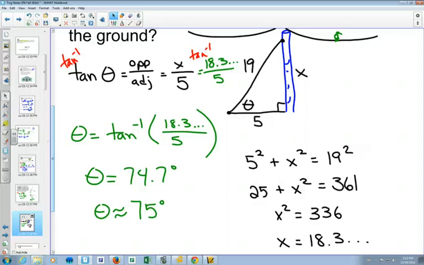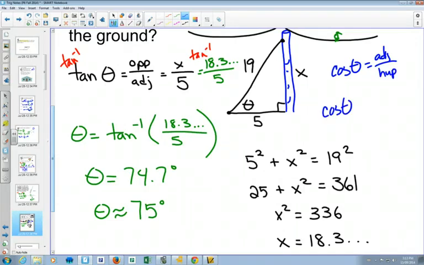But the nice thing in this example is if you used cosine, because cosine is equal to the adjacent over the hypotenuse, well, I have both of those numbers already. 5 over 19. And if I wanted to find theta, what do you think the inverse of cosine is? Cosine inverse. Excellent. So if you did cosine inverse on both sides, you would get theta equals cos inverse of 5 over 19. And if you did that directly, you get 74.7, which is rounded 75 degrees that much quicker.